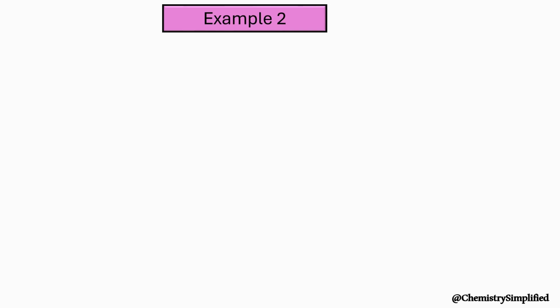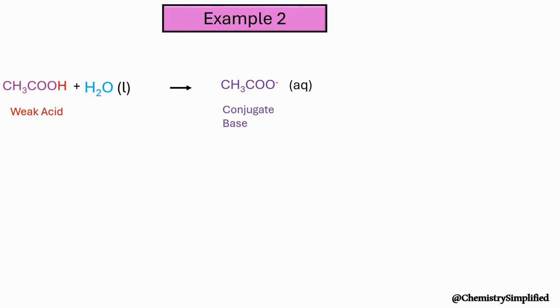Example number 2. Acetic acid is a weak acid. If it was to dissolve in water, it would ionize only slightly to produce acetate ion, which is the conjugate base, which would be considered to be strong because it's from a weak acid, and hydronium ion. And we said the reverse reaction is favored.